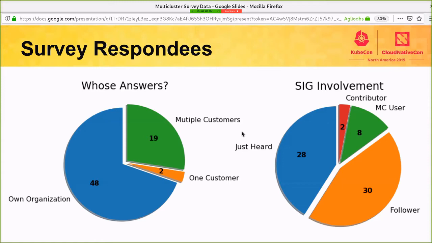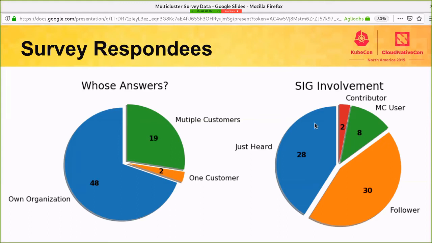We allowed respondees to respond on their own behalf, which is what most of them did, or to respond on behalf of their customers. In that case, they could either say, hey, in general, across our customer base, this is what we're seeing, versus, hey, I'm a sales rep and I'm going to fill this out on behalf of my one big customer. Only 2 people did the one customer thing.